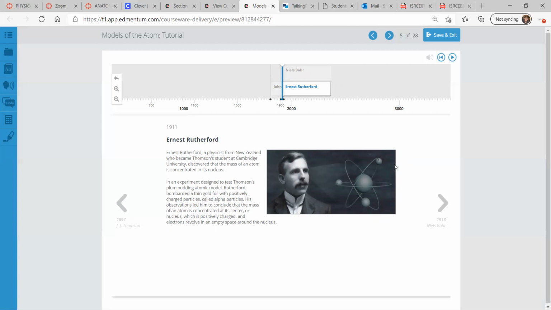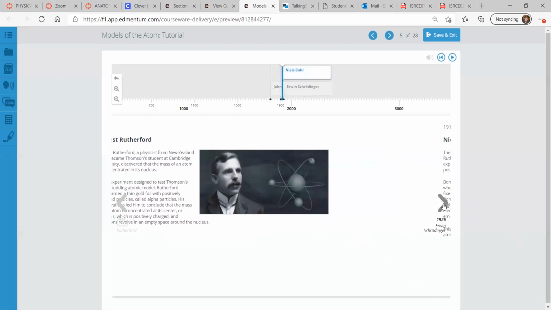And his observations led him to conclude that the mass of an atom is concentrated at its center, or nucleus. And the nucleus is positively charged, and the electrons revolve around it in an empty space, kind of like this model. So you have the nucleus, and then the electrons are rotating around, spinning around the positively charged nucleus.